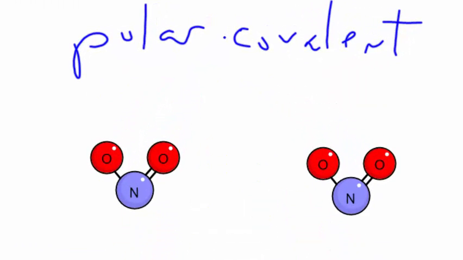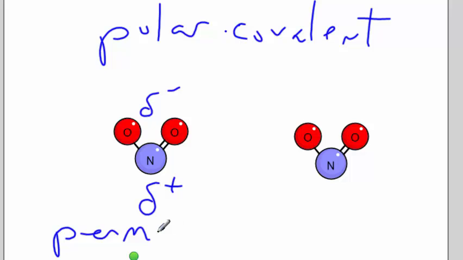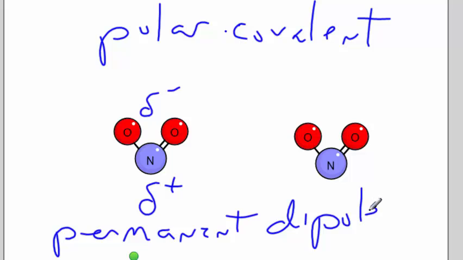Now, what about molecules that are not nonpolar? Molecules that are polar. This is NO2. NO2 is a polar molecule. Not only are the NO bonds polar, but the molecule is not symmetrical. So there's this partial negative end here and this partial positive end here, but they're permanent dipoles. Permanent dipoles, not the temporary dipoles of the nonpolar covalent molecules.